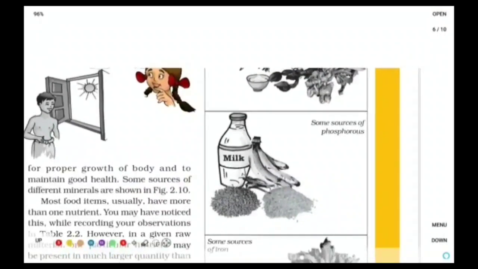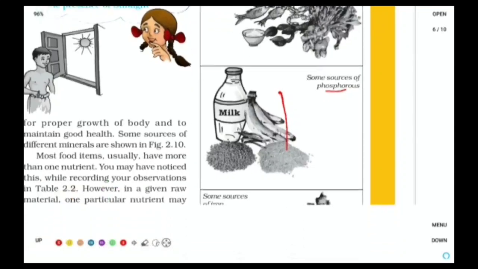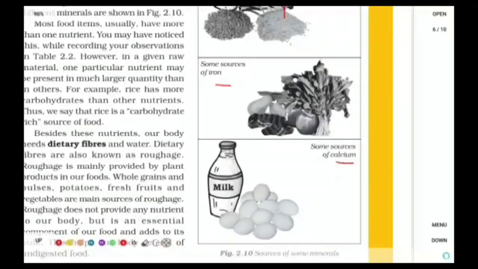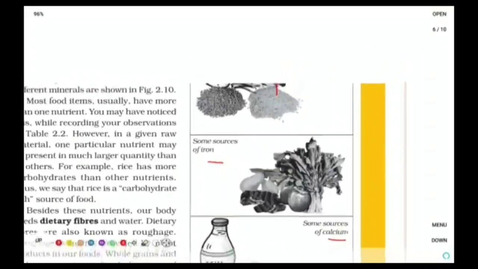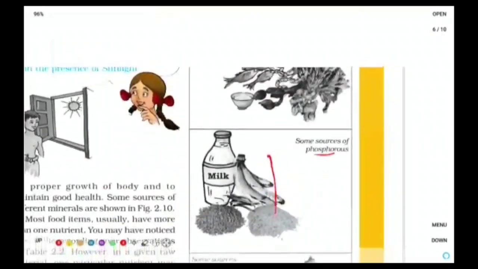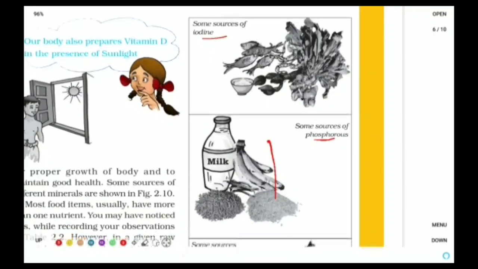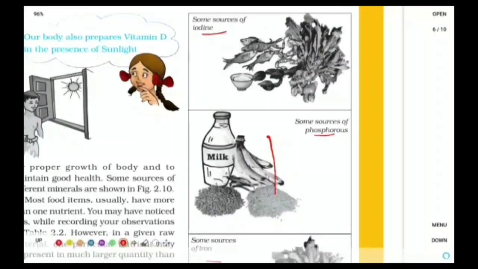Now, minerals. Some important minerals which our body needs are iodine, phosphorus, iron, and calcium, right? Now, what are the sources of iodine? As you have seen on many packages of salt, iodized salt. Salt is a main source of iodine content for our body. Okay, now some sources of iodine are spinach, fish, salt, etc.